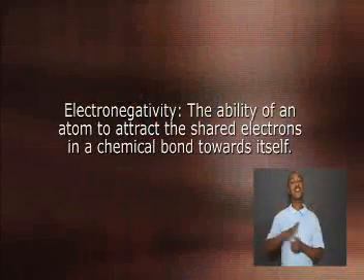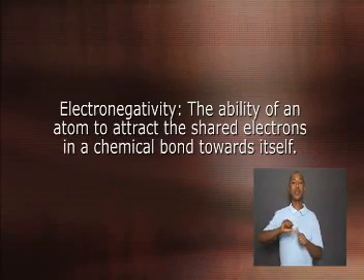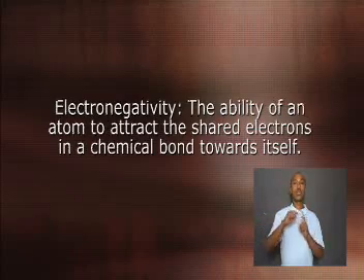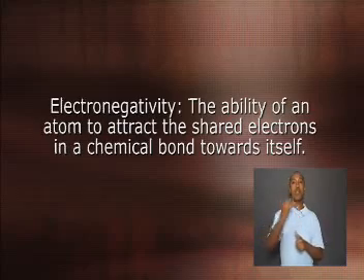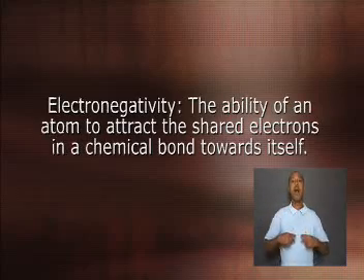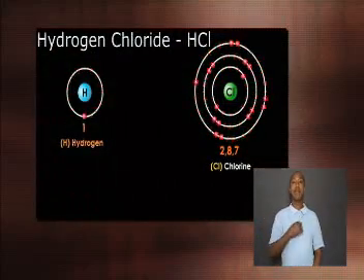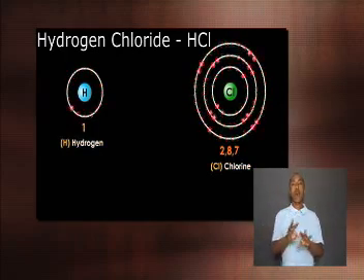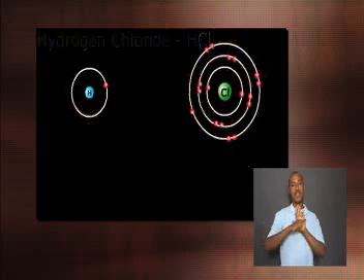Great work, students! As you know, electronegativity is the ability of an atom to attract the shared electrons in a chemical bond towards itself. Polarity is caused when two atoms forming a bond together have different electronegativities. Elements that possess a high electronegativity are more apt to attract electrons than are elements with low electronegativity.